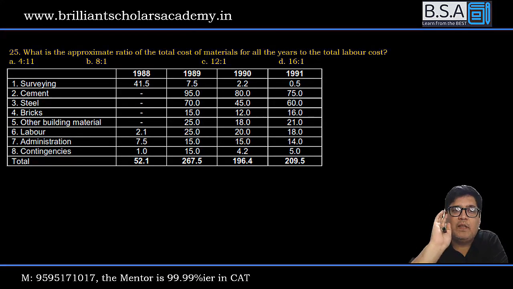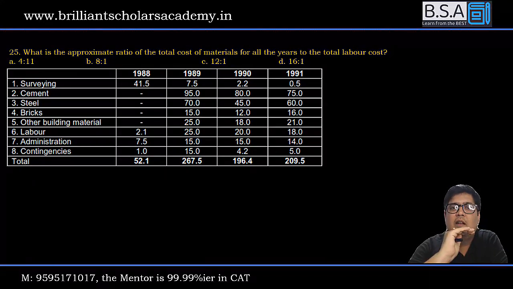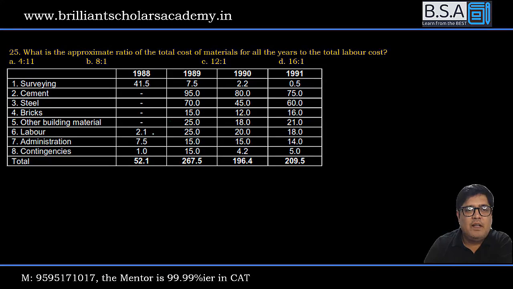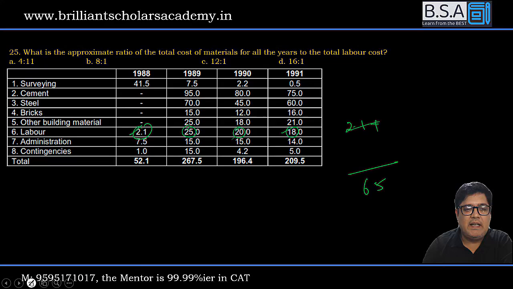What will be the approximate ratio of total cost of all materials for all years to the total cost of labor? So we are going to add material cost and divide that by labor cost. So labor cost is 2.1. Labor cost is 25, 20, 18. 18 plus 2, 20, 40, 40 and 25, 65.